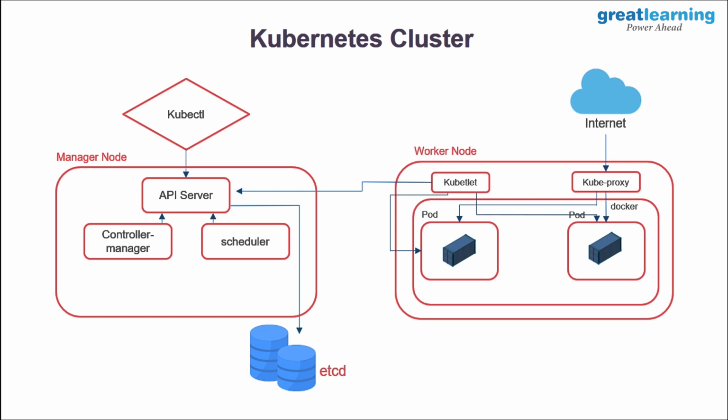So there's something called kubectl. Now kubectl is basically Kubernetes' command line interface. It's something that you use to give commands to Kubernetes to perform whatever operations you want to perform. You would do so using the help of kubectl. And inside of manager you have three main important things. First is the API server.